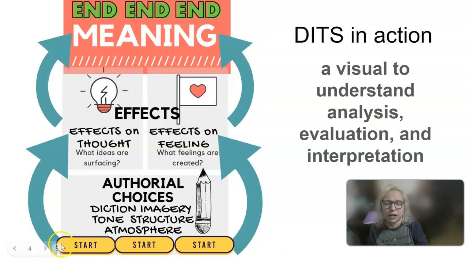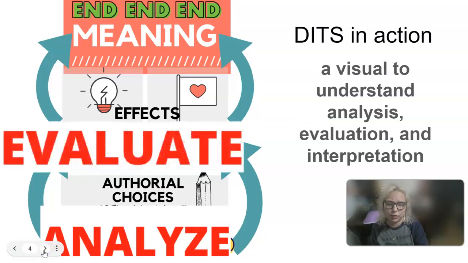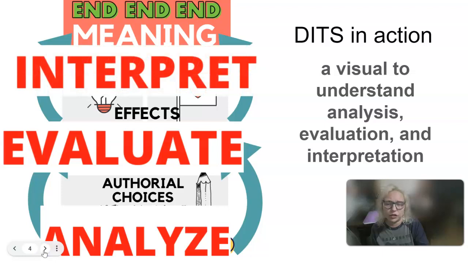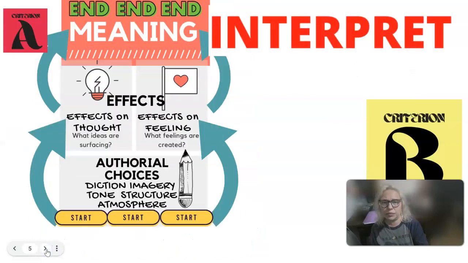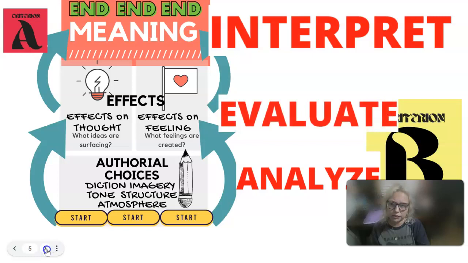It's just a quick reminder about DITS and how it fits in with the criteria for the higher level essay. It's specifically with these three verbs. We start with analyzing, and then we move to evaluation, and then we end with interpretation. Those are the three things that IB expects you to do. They list these things over and over in the rubric. So let's take a closer look at it. Interpret, criterion A, and analyze and evaluate, criterion B.